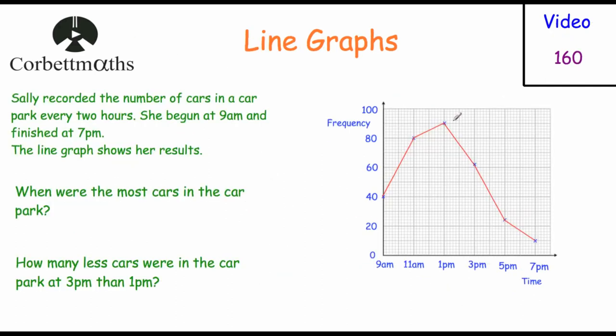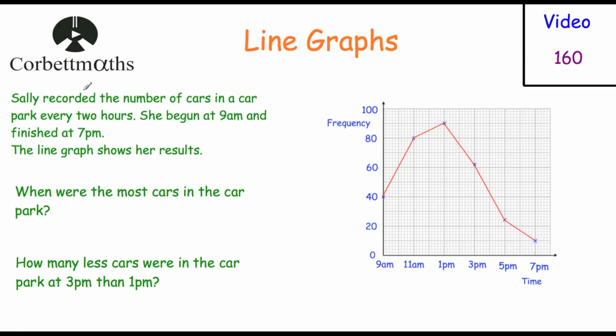Our next topic is line graphs. So here we've got a line graph, and we've got frequency going up vertically, and we've got the time of the day going across horizontally. So we've got 0, 20, 40, 60, 80, 100 going up vertically, and then we've got the time, 9 o'clock, 11, 1 o'clock, 3 o'clock, 5 o'clock, and 7 p.m. So we're going up in 2 hours there as we go across.